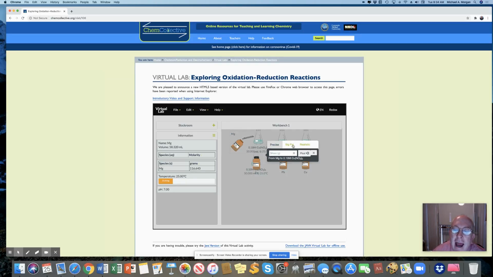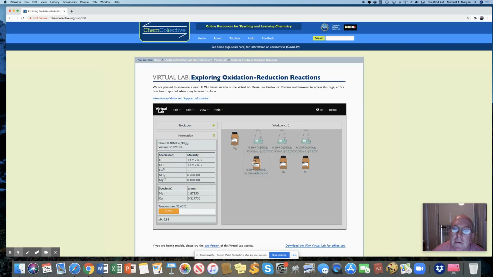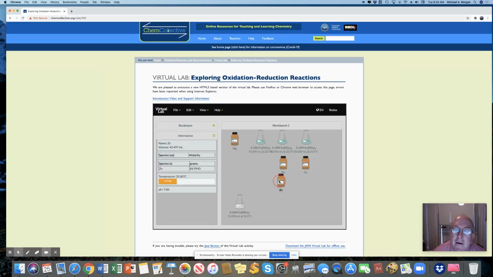Now it says, how much do I want to put in? Now I'm going to do a precise addition. I could also do sig fig, more realistic, precise. Every time, let's use 2.0 grams. Pour it in and then close the bottle. Okay, now it has gotten moved. That happens. I'm going to bring that down there.